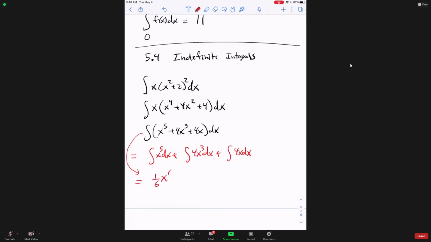All right, what's the antiderivative of x to the fifth? 1/6 x to the sixth. Plus, what's the antiderivative of the next term? So add 1 to the exponent, 4, divide by 4, 4 over 4 is 1. Plus, add 1 to the exponent, x squared, divide by 2, 4 over 2 is 2, plus c.